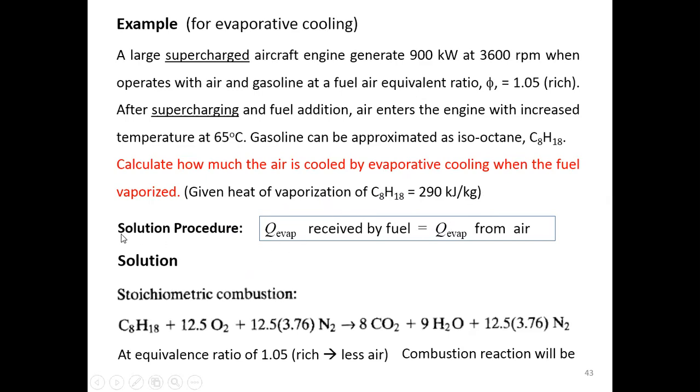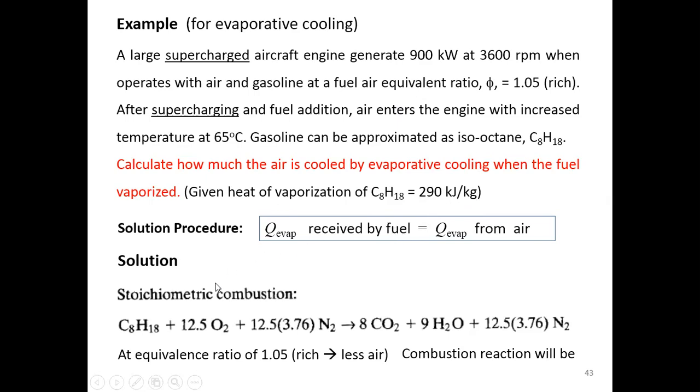The solution procedure is what? We're talking about the same heat. The heat received by the fuel equals the heat taken from the air, and this is called the evaporative cooling heat. The same amount of heat, one is received, one is given. Since they give us only 290 kilojoules per kilogram, we have to know the amount of fuel used.